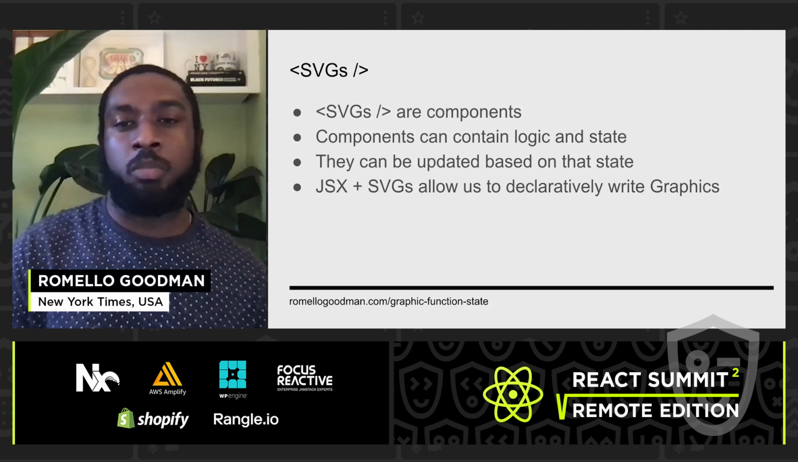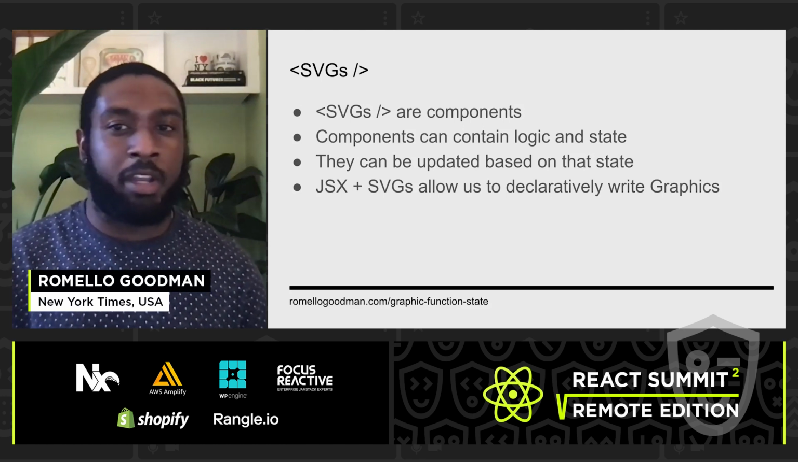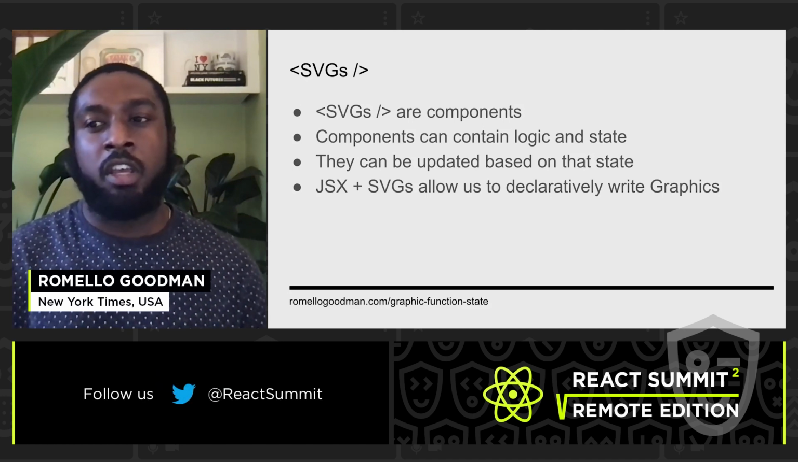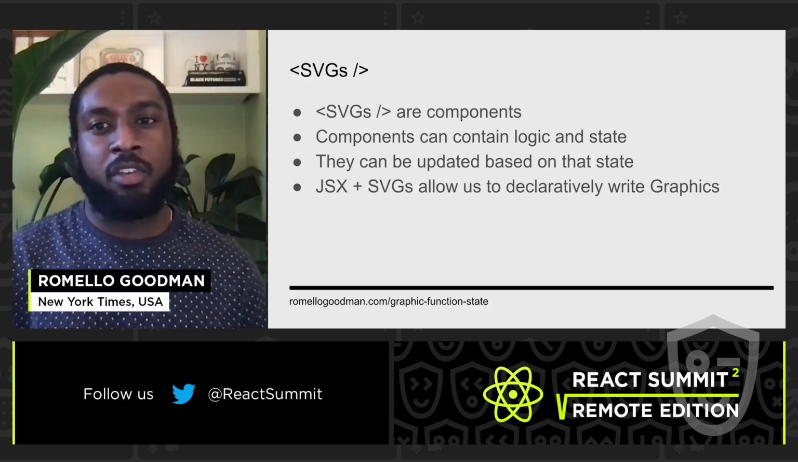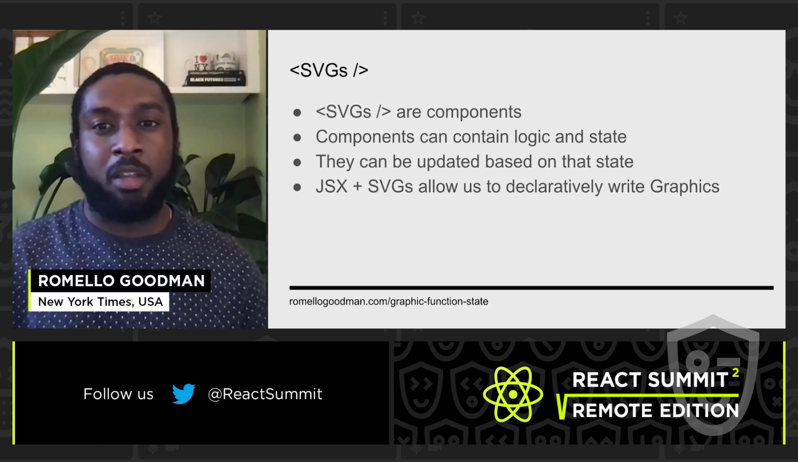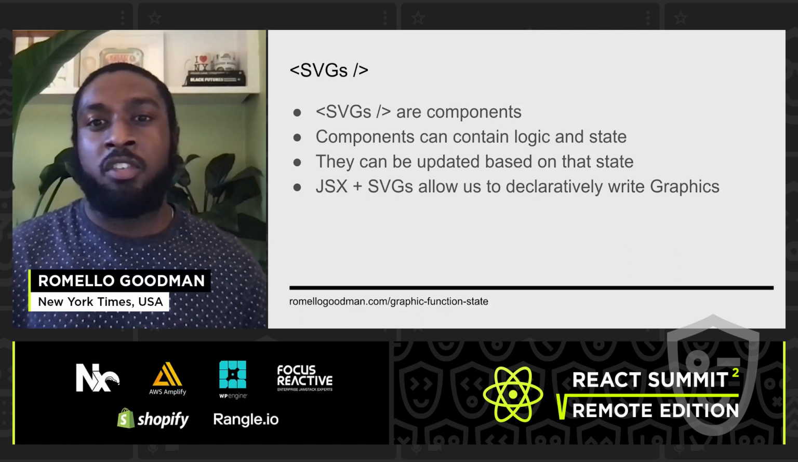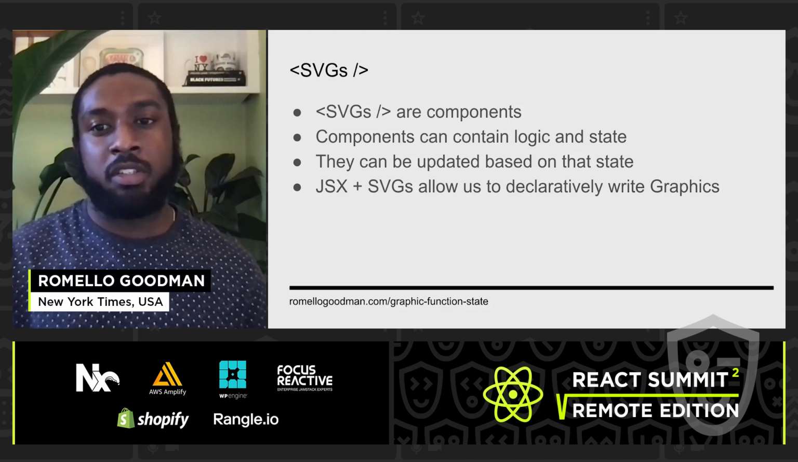So we can start to build these SVGs out and componentize them. We can add more logic to them and really start to work with graphics in the same context in a way that we already know how to work with our UIs. Our components can be updated based on their state. And really, the power that it unlocks is that JSX and SVGs allow us to declaratively write graphics.